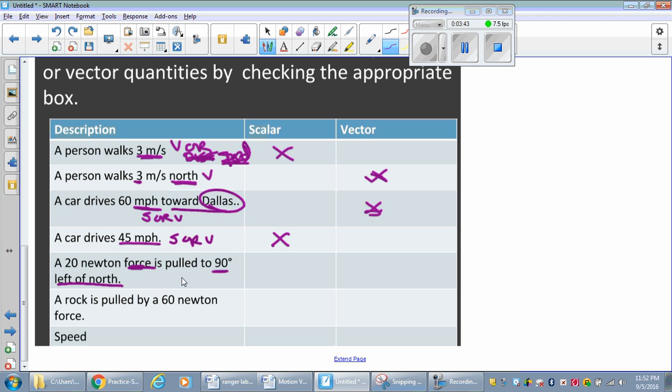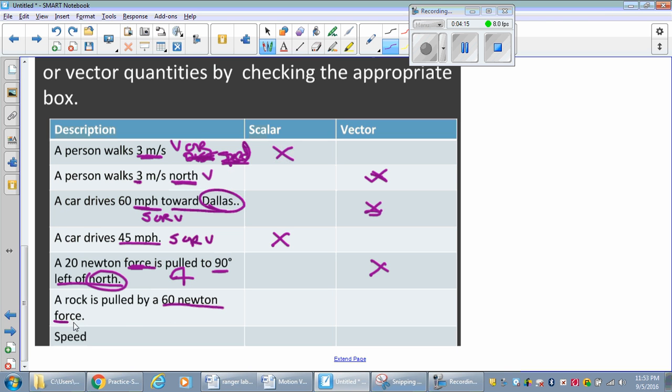A 20 Newton force is pulled 90 degrees left of north. So if we were doing like a coordinate table, here's north and 90 degrees left of north. So we're going to go this way, right? It's pulled that way. Okay, so that's going to be, force is measured in newtons, right? And we already told you earlier that force is a vector quantity, and it tells you that there's a direction to that component, okay? So as soon as you see a direction, you're pretty much going to pick vector, okay, all the time. The rock is pulled by a 60 Newton force.